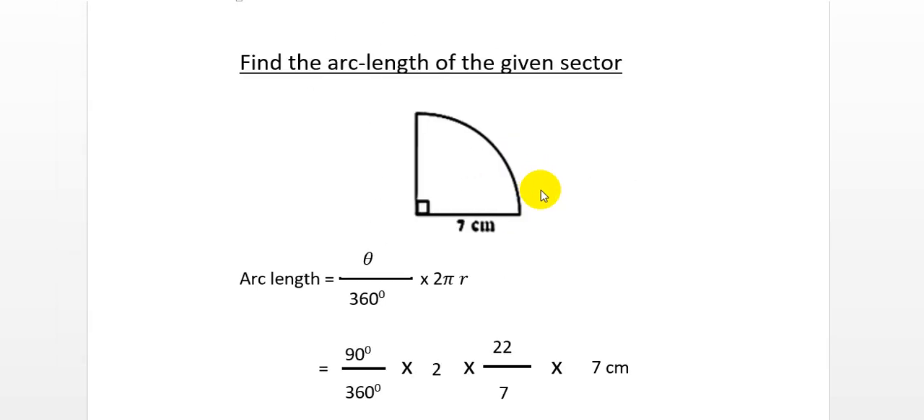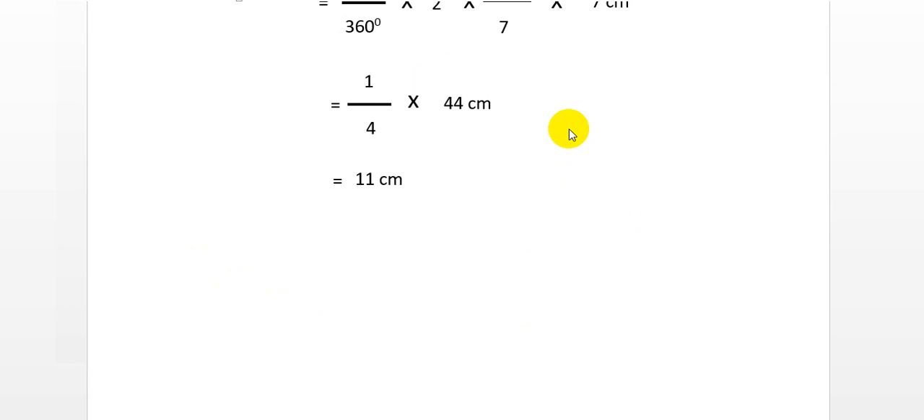So in your examinations, either the examiner will directly give you the angle of the sector of the circle and the radius, and they ask you to find the arc length, or they will provide the arc length value and ask you to find the theta value or the radius. So these are the possibilities that you might get for this particular question.